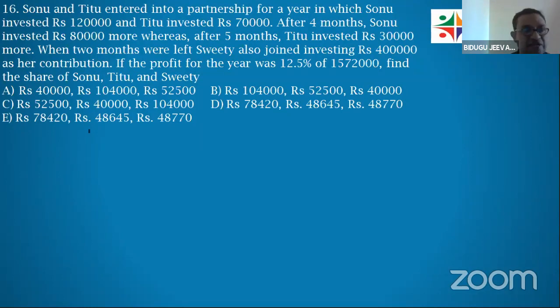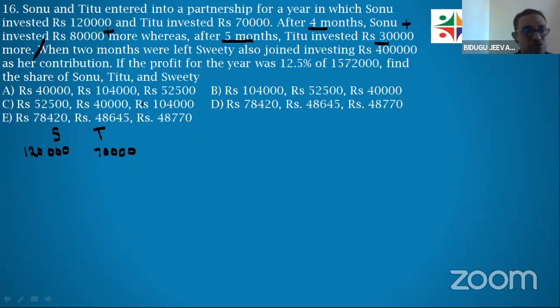Now, see here, Sonu and T2. Sonu's investment is 1,20,000 and T2's is 70,000. After 4 months, Sonu invested 80,000 more. After 5 months, T2 invested 30,000. Now this is about Sonu and T2. Let me write clearly because I stopped the question up to here.